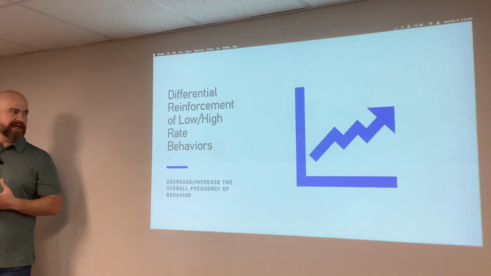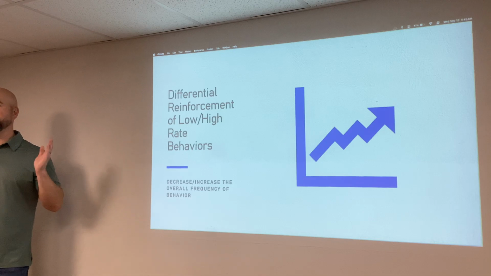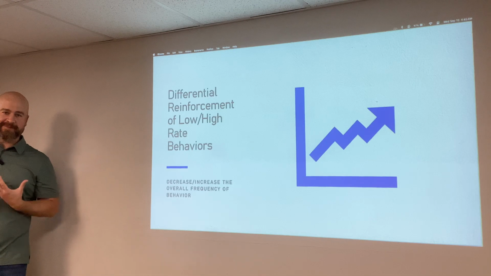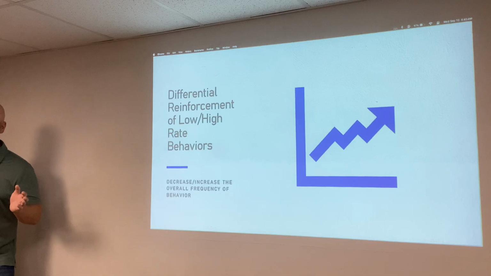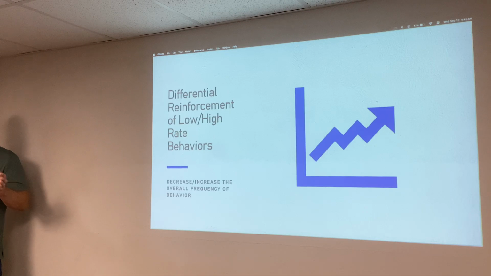So we tell the kid, hey, we're going to let you ask to go to the bathroom twice, once at the beginning of class, once at the end of class, and if you do, you'll get extra time at recess or something, right? That's just an example we could use with a kiddo. And that's an example of differential reinforcement of low rate behavior. So we're trying to lower the behavior, right? Decrease the amount, okay?